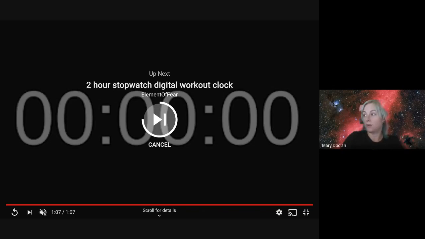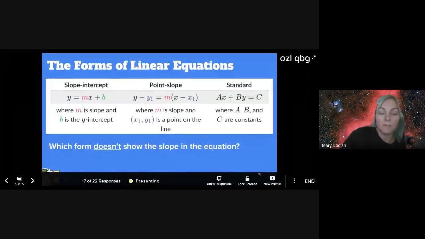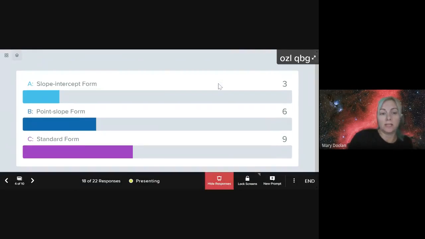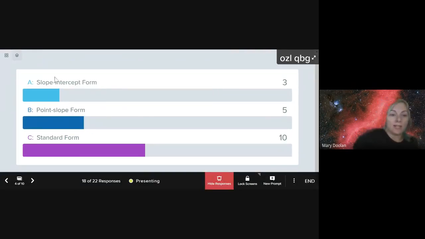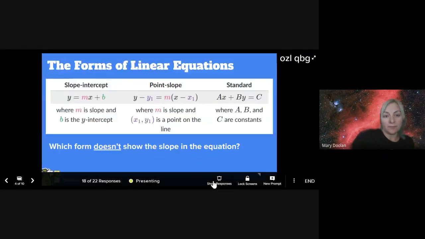Okay, hold on 1 sec. So let's come back to our Pear Deck right here. And so which form doesn't show the slope? 18 of 22 of you responded. We have answers all over the place, but mostly we said standard form.